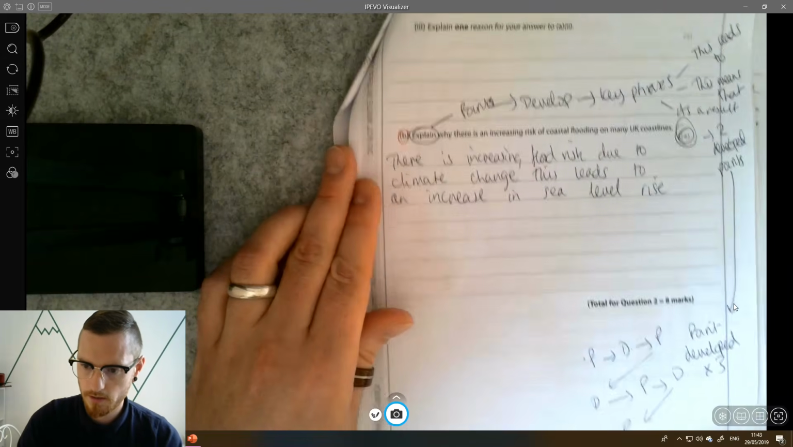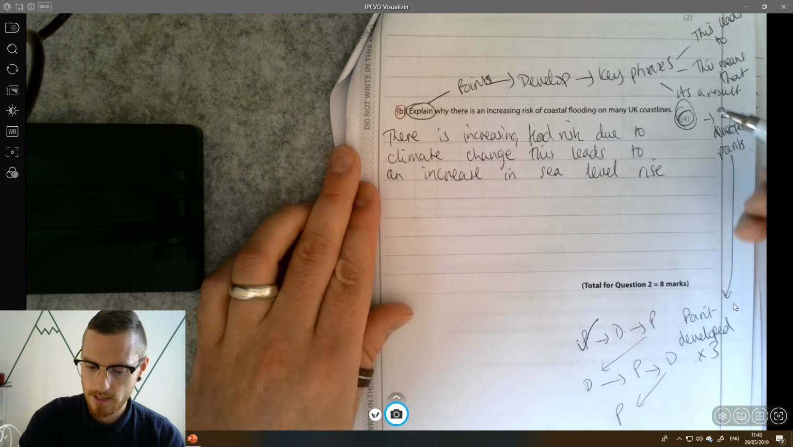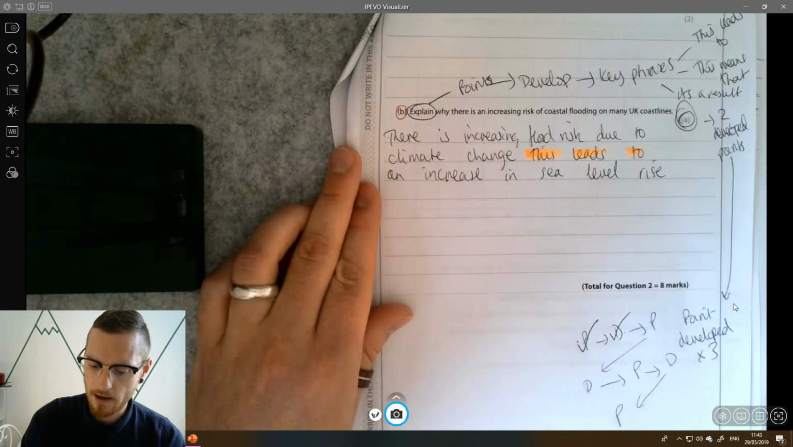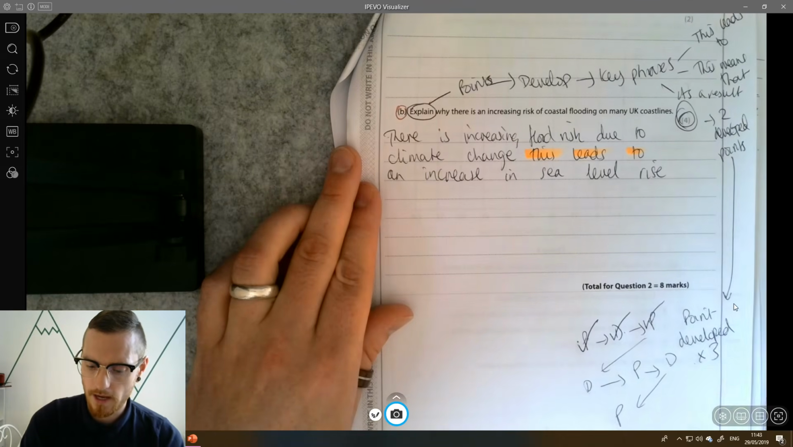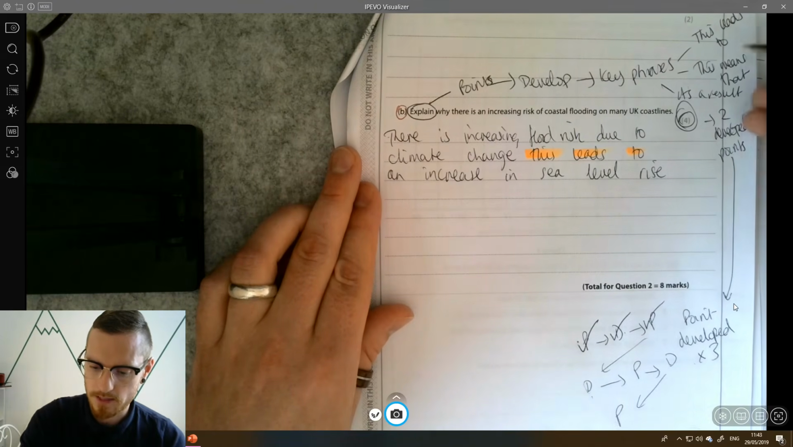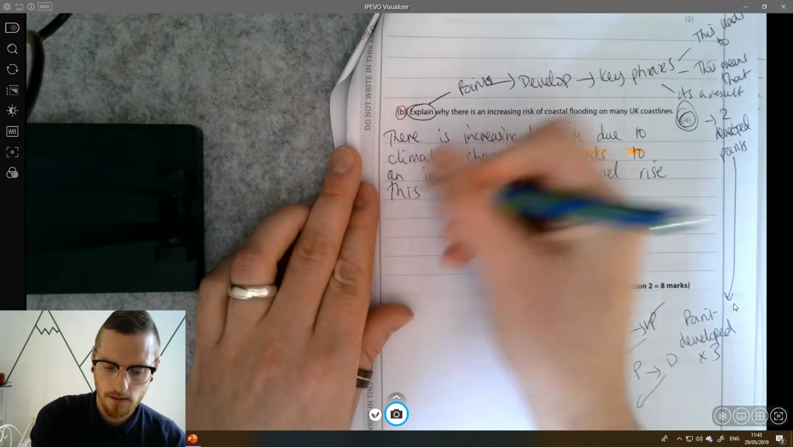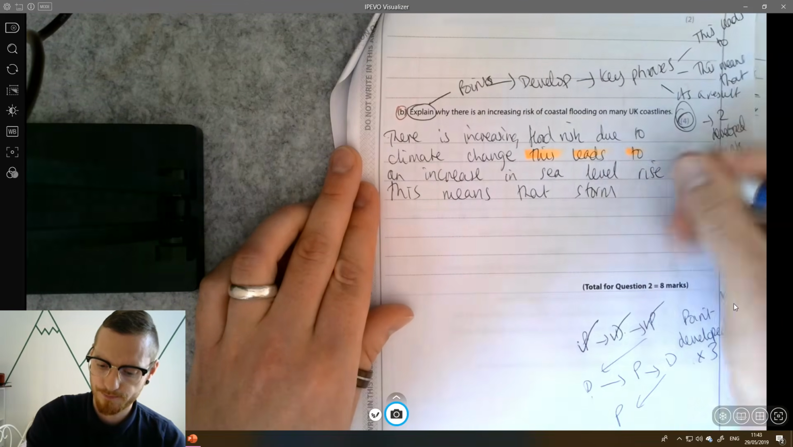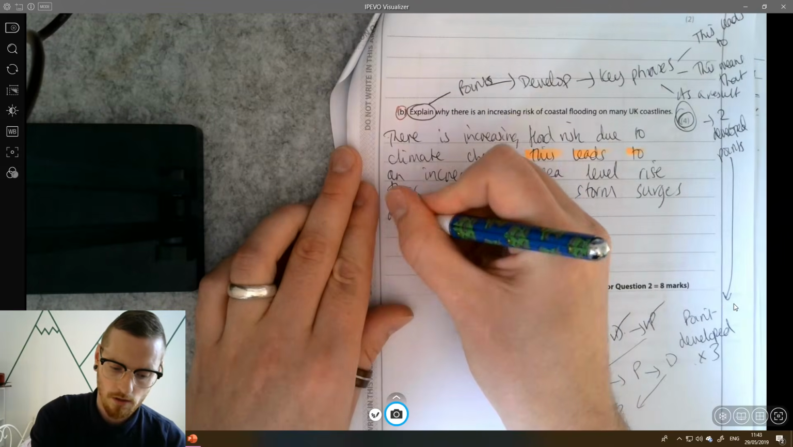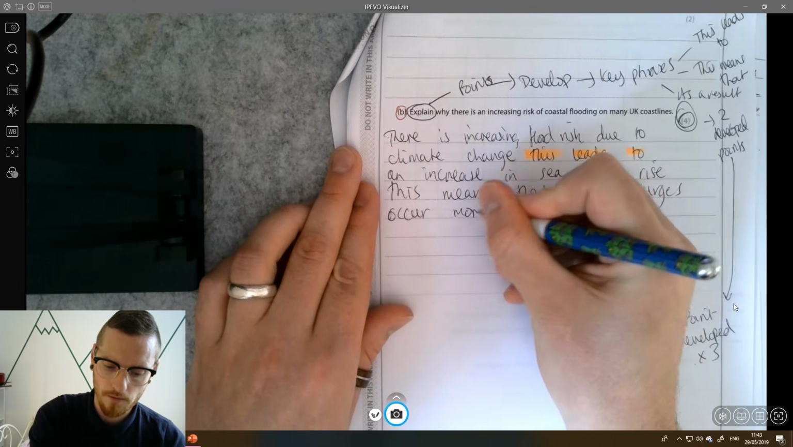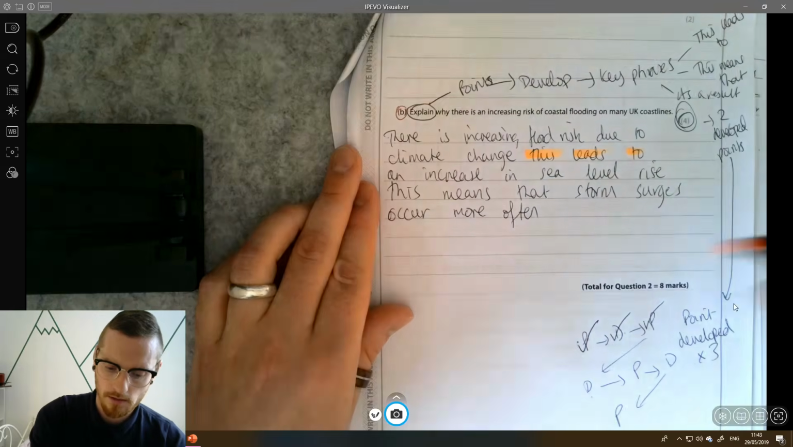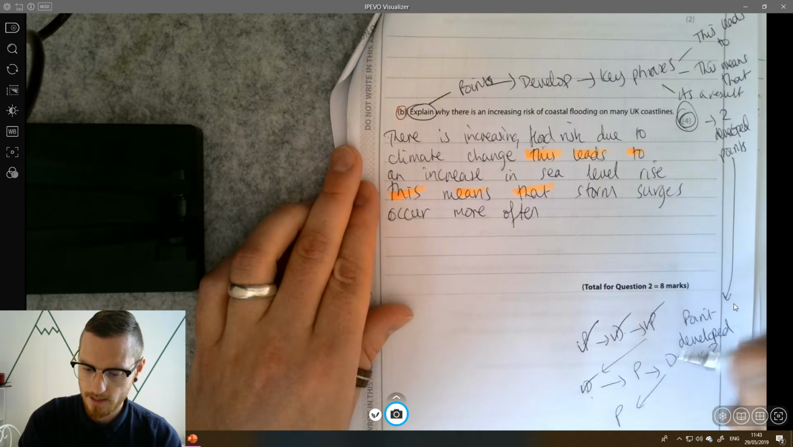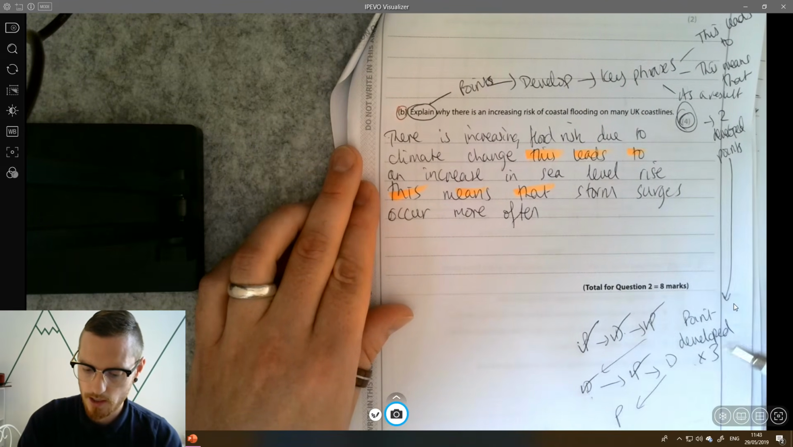So I've done this so far. I've gone point. I've used a key phrase that's highlighted, this leads to. And now I've made a third point. I can tick that off. I need to develop it again. I'm going to use a different key phrase. This means that storm surges occur more often. Key phrase, this means that. I've developed it and I've made a point about storm surges.